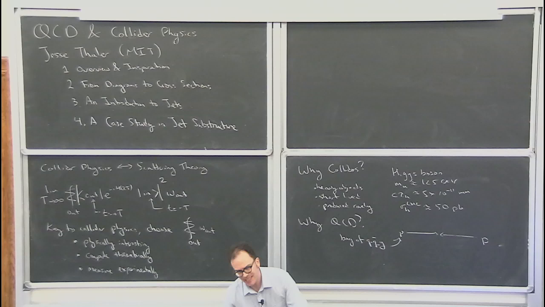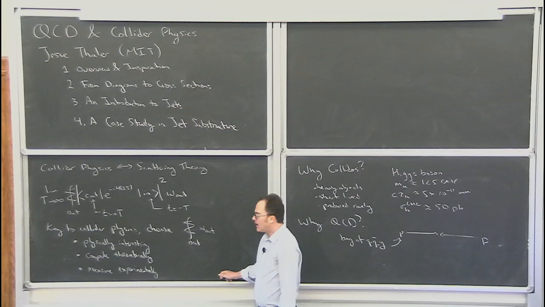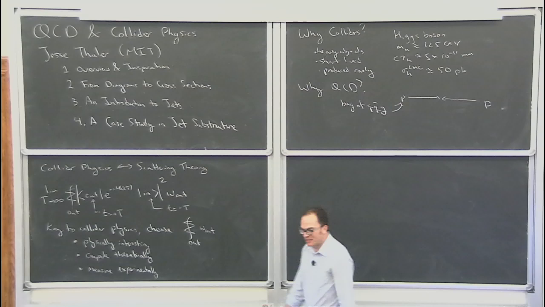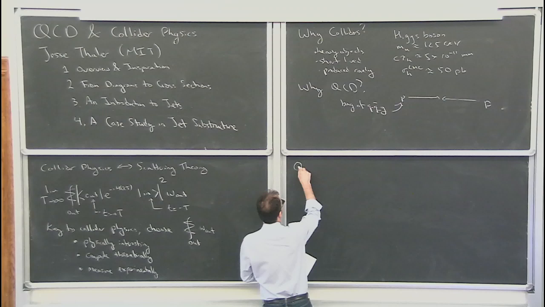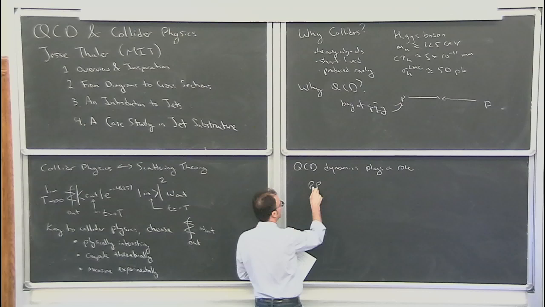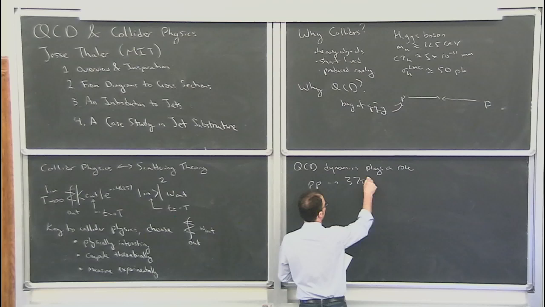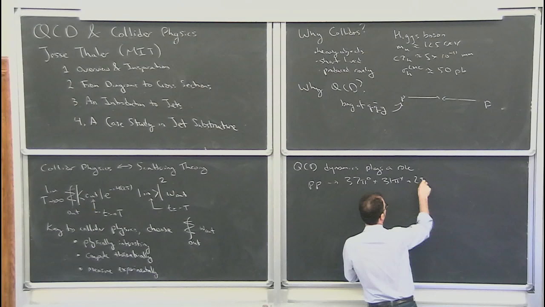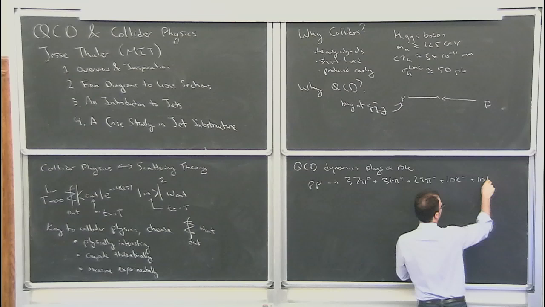So QCD dynamics plays a key role in this problem here. So let me give you an example of a question that you could ask where QCD dynamics matters. So let's say you ask, tell me, when I slam together protons, how often do I get 37 neutral pions, 31 positively charged pions, 29 negatively charged pions, 10 negatively charged kaons, 10 positively charged kaons, and 2 neutrons? What is the probability of that?